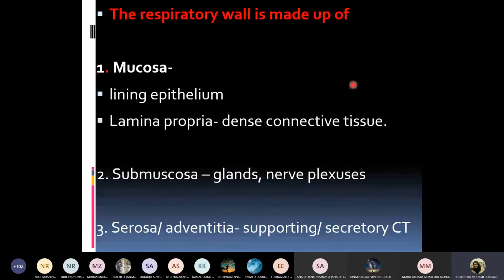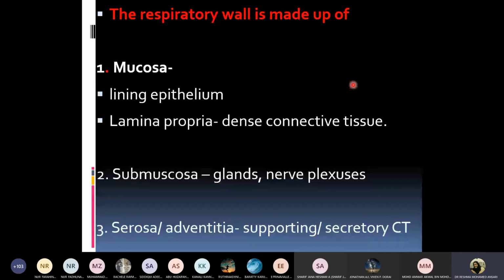Number 1 is the mucosa. When air passes through, it will come into contact with the lining epithelium. The epithelium is supported by the proper layer, what we call the lamina propria. Beneath that, we have the submucosa filled with glands and nerve plexuses, and then the last one is your connective tissue. This is standard. Depending on the area and function, this will keep on changing, okay?